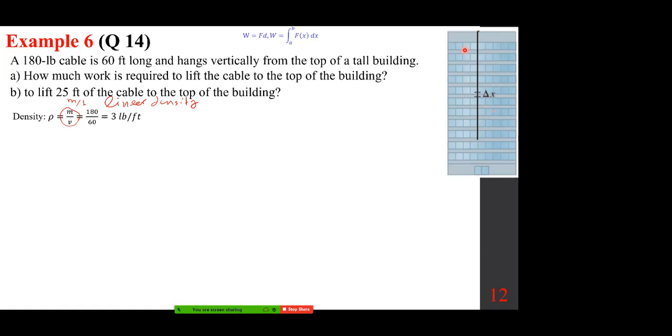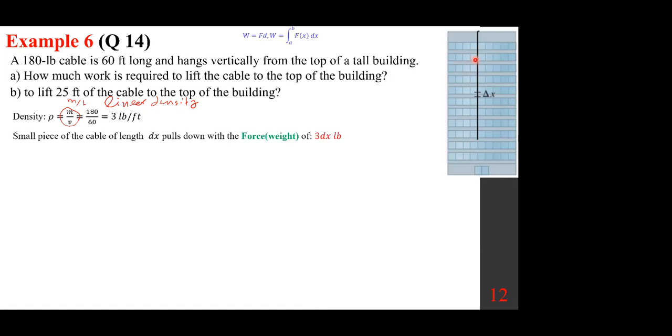If 10 feet is up, 50 feet is down. So you have the weight of 50 feet. And that's important to understand. Okay, class? So that's why you really have to realize this is a variable force. Having said that, a small piece of the cable of length dx pulls down with a force of 3 times dx. Remember, that's why we calculate this. So 3 times dx pounds would be a small increment, a small piece of the cable.